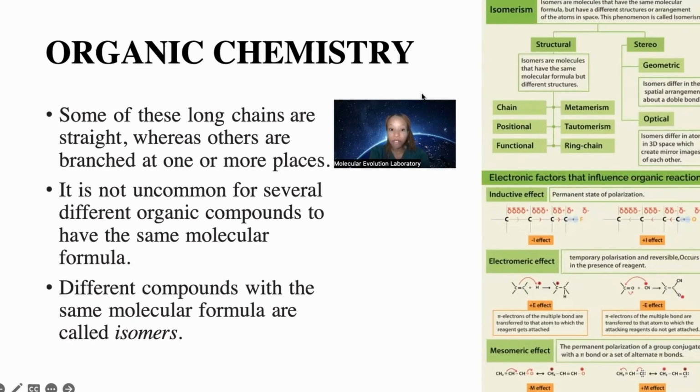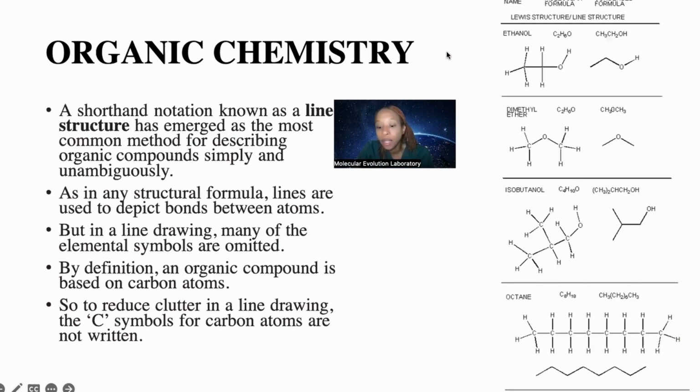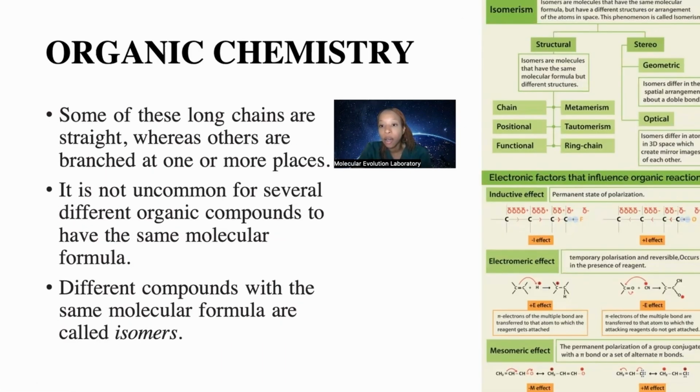It is not uncommon for several different organic compounds to have the same molecular formula. Different compounds with the same molecular formula are called isomers. And this is basically giving a little synopsis here on what isomers are. Isomers are molecules that have the same molecular formula but different structures or arrangements of atoms in space. This phenomenon is called isomerism.